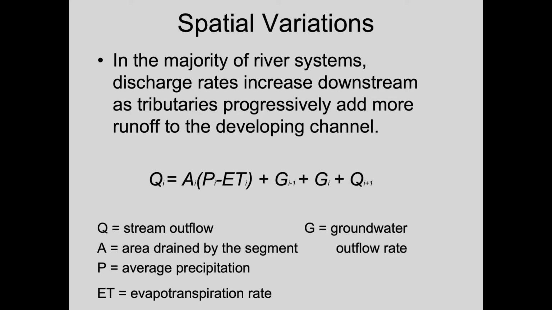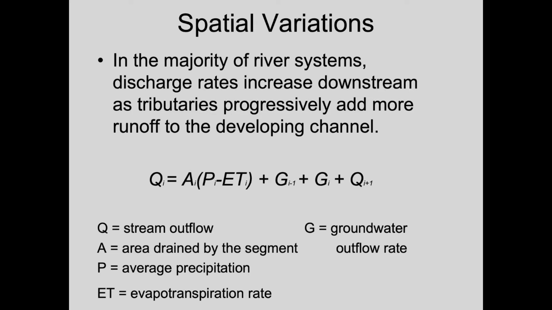One of the initial principles that we have to associate with spatial variations is that in the majority of river systems, discharge increases downstream as one moves from a headwater environment to the larger truncated sections of a flow or eventually what becomes a river system. Again, moving from tributaries and then progressively adding more runoff until we get to that trunk channel. Now, there are a variety of variables that we have to consider as we are taking a look at discharge over a very large amount of space.